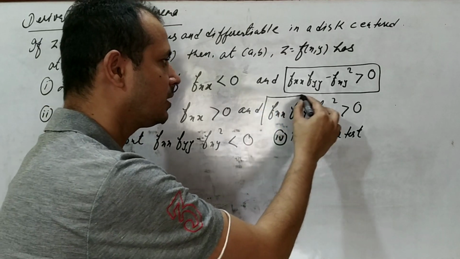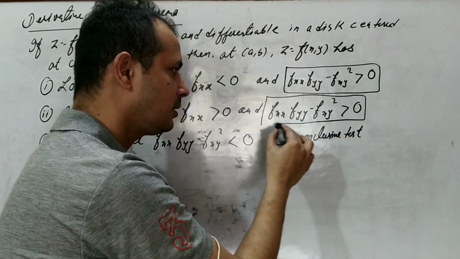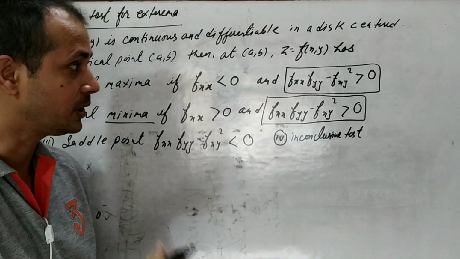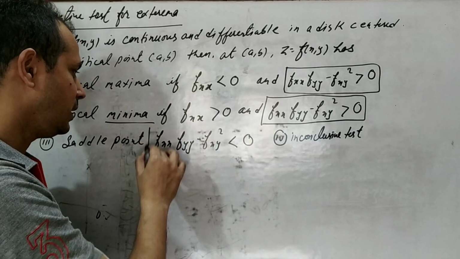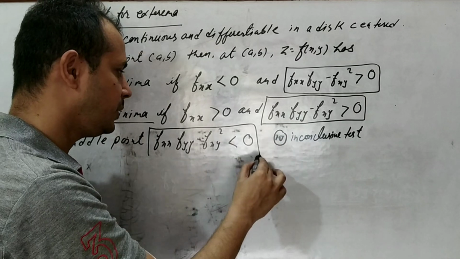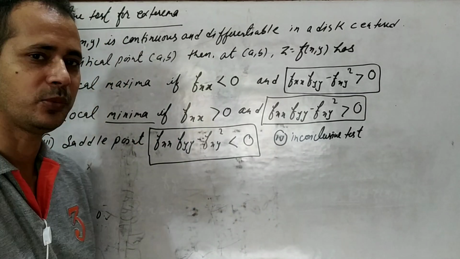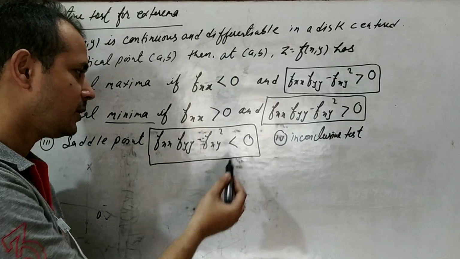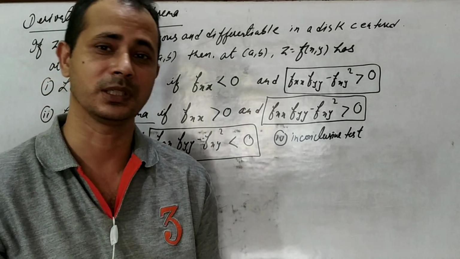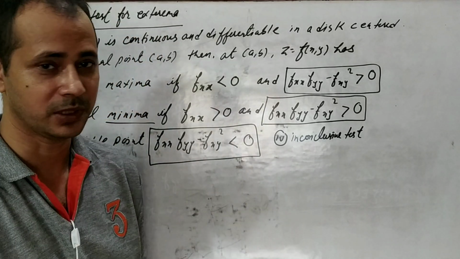Secondly, if fxx is more than 0, then that will be the case related to minima, and this is the important point. First of all we need to check this, the discriminant must be more than 0. If the discriminant is less than 0, then the critical point will be a saddle point, and about the saddle point we have already discussed that the saddle point will not give the case related to maxima minima.